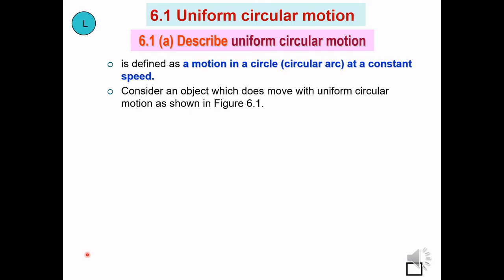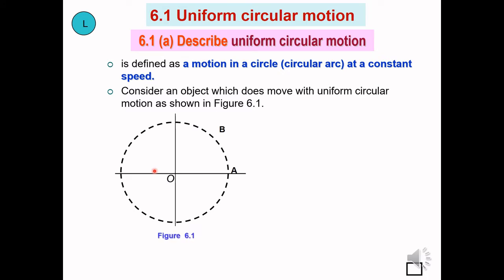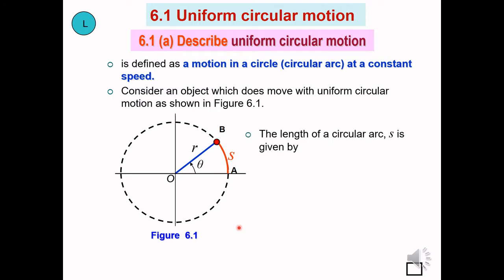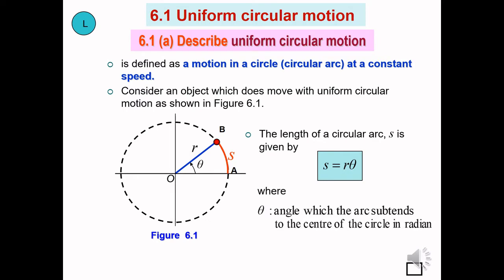Consider an object which moves with uniform circular motion as shown in Figure 6.1. The object moves from A to B. This is the radius of the circular path. This is the angle which the arc subtends to the center of the circle. And this is the length of a circular arc. The length of a circular arc can be determined by using the equation s = rθ, where θ is the angle which the arc subtends to the center of the circle in radians, and r is the radius of the circular path.